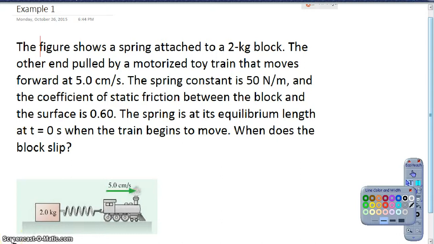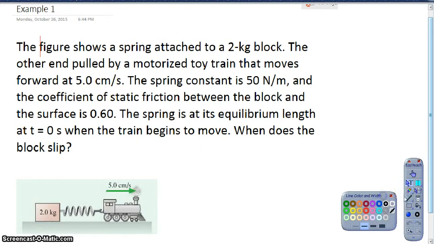So let's look at an easier example here. The figure shows a spring attached to a 2 kilogram block, the other end pulled by a motorized toy train that moves forward at 5 centimeters per second. I am going to go ahead and convert that to meters per second. So 5 centimeters per second would be 0.05 meters per second. The spring constant is 50 newtons per meter, and the coefficient of static friction between the block and the surface is 0.60. The spring is at equilibrium length originally, so it's not originally stretched or compressed.